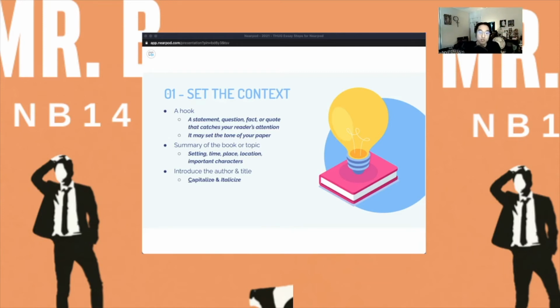You can also summarize the book or the topic. Again, not to be repetitive, but setting, time, location, characters, etc. And make sure you introduce the author and the title at some point in the introduction, whether that's in this first part or in the thesis statement. Just make sure you properly capitalize the name of the author and italicize the title of the text.